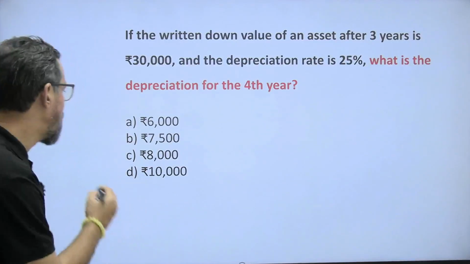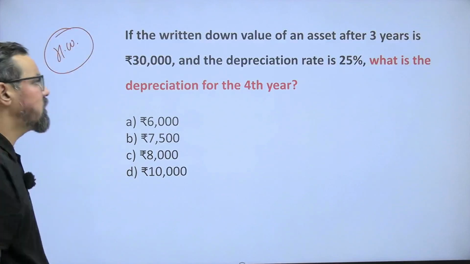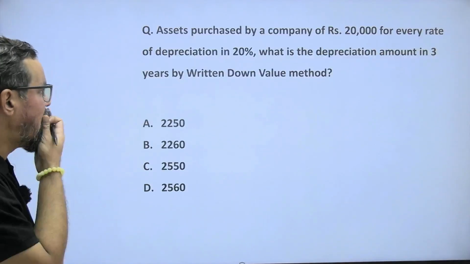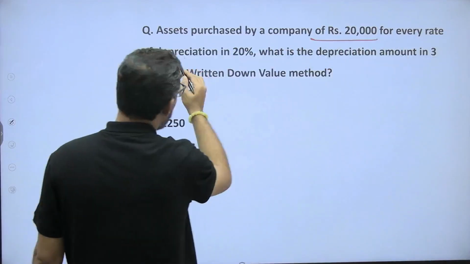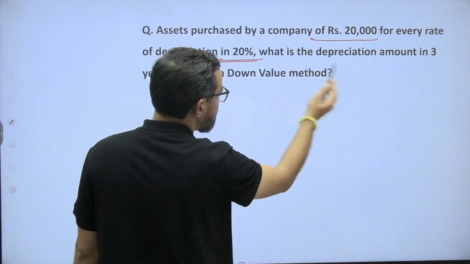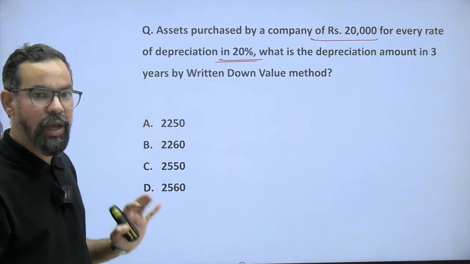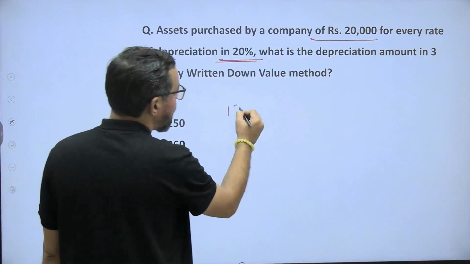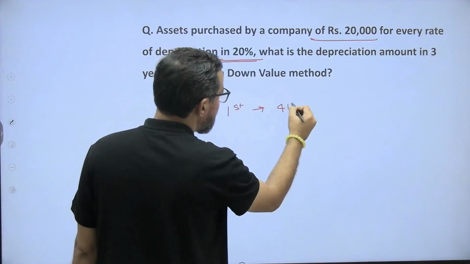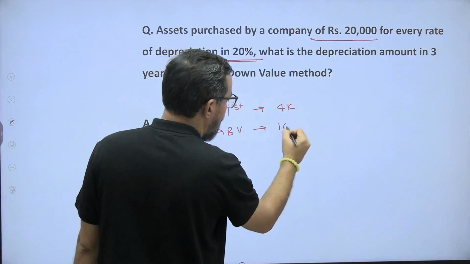This is kind of your homework question, so please try this one and just build your concept. Asset 20,000 for every year, rate of depreciation 20%, 3 years. Again, similar. You will be able to calculate this one, yes or no? Very simple calculation also. So first year depreciation will be 4,000. Book value at the end of first year will be 16,000.